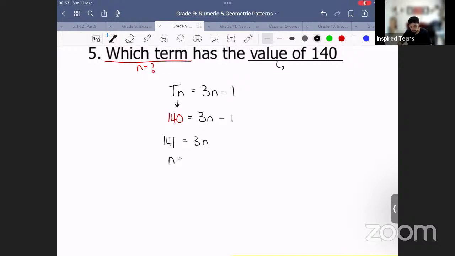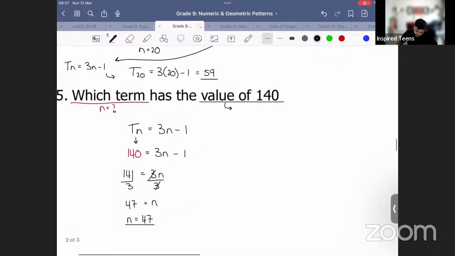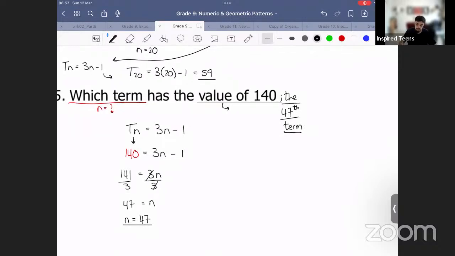That's 47. So it's like you divide both sides by 3, for those of you who prefer that. And then 47 is equal to n. So I'm just going to swap it around so it's nice. N is equal to 47. So which term has a value of 140? The 47th term. That's how our answer would be. So that's how we know we've answered for n.